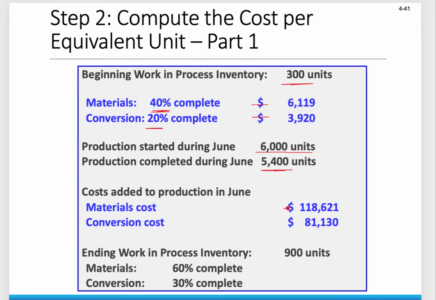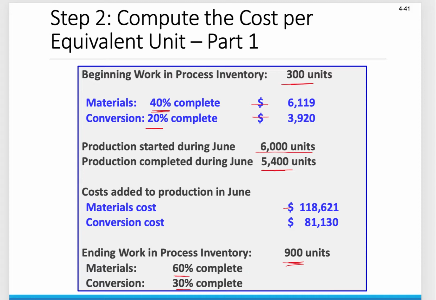We added $118,621 of material. With conversion costs, we added $81,130. Ending WIP, still 900 units, still 60% completed with respect to materials, still 30% completed with respect to conversion costs. So we're going to assume that these facts are all the same, and then we're going to ask, how do we compute that cost per equivalent unit based on these facts?